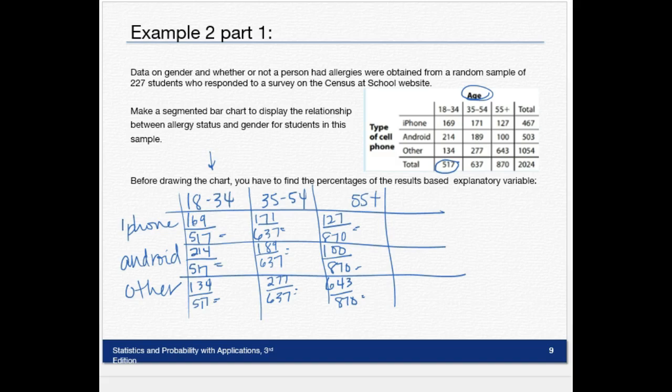To find the percentage that use the iPhone in that age group, I take 169 divided by 517, and I get 32.7%. Android, I take 214 and divide it by 517, and I get 41.4%. And then on the others, when I do 134 divided by 517, I get 26.1.